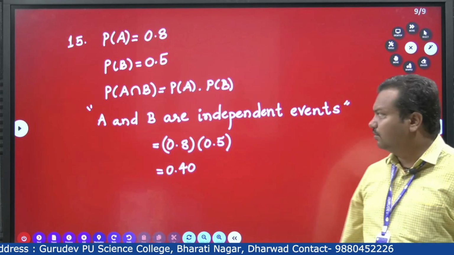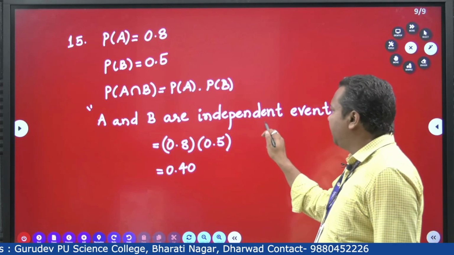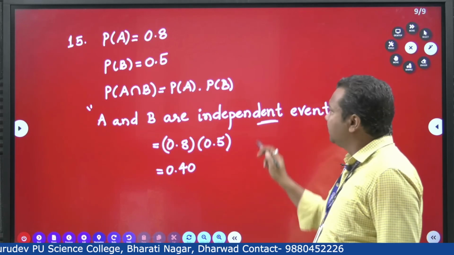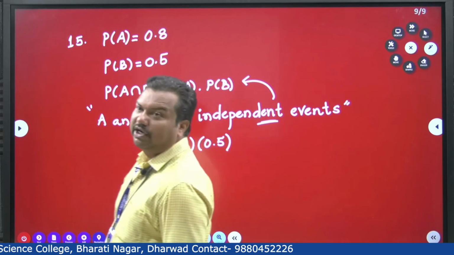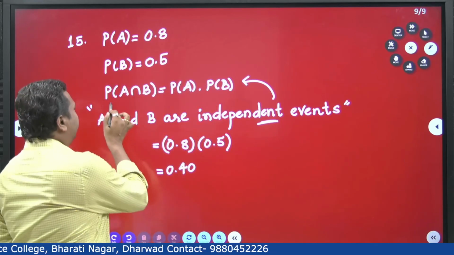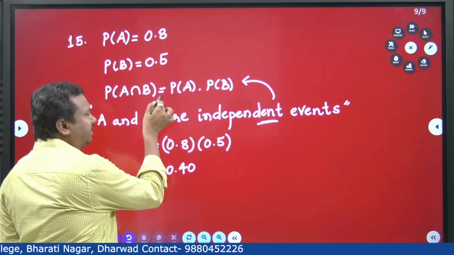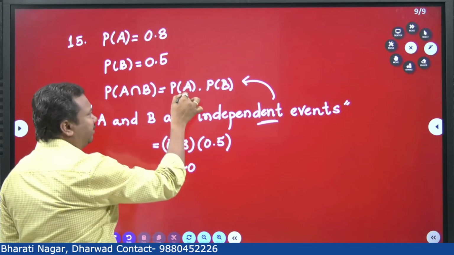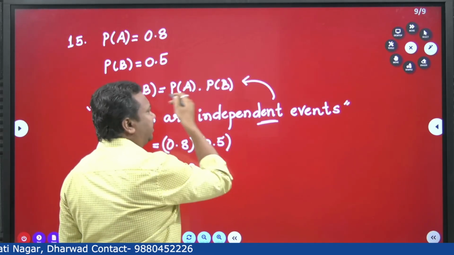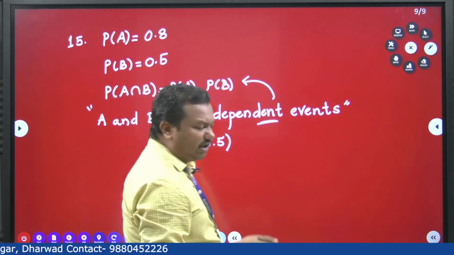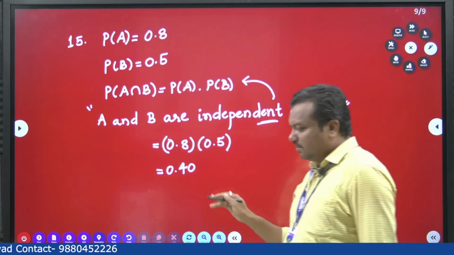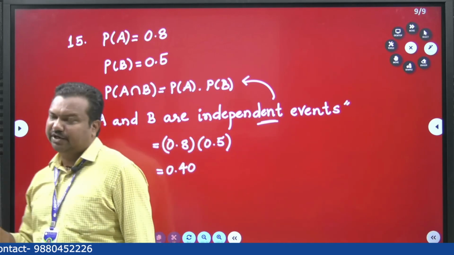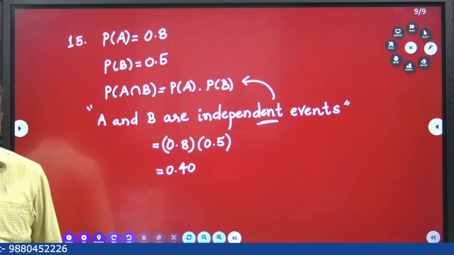So always try to understand independent events. This is the definition of independent events. You can even extend it for any n number of events. If P of A intersection B intersection C equals P of A into P of B into P of C, then we call A, B, C independent events. So this is the set of first 15 one-mark questions which we have discussed now.